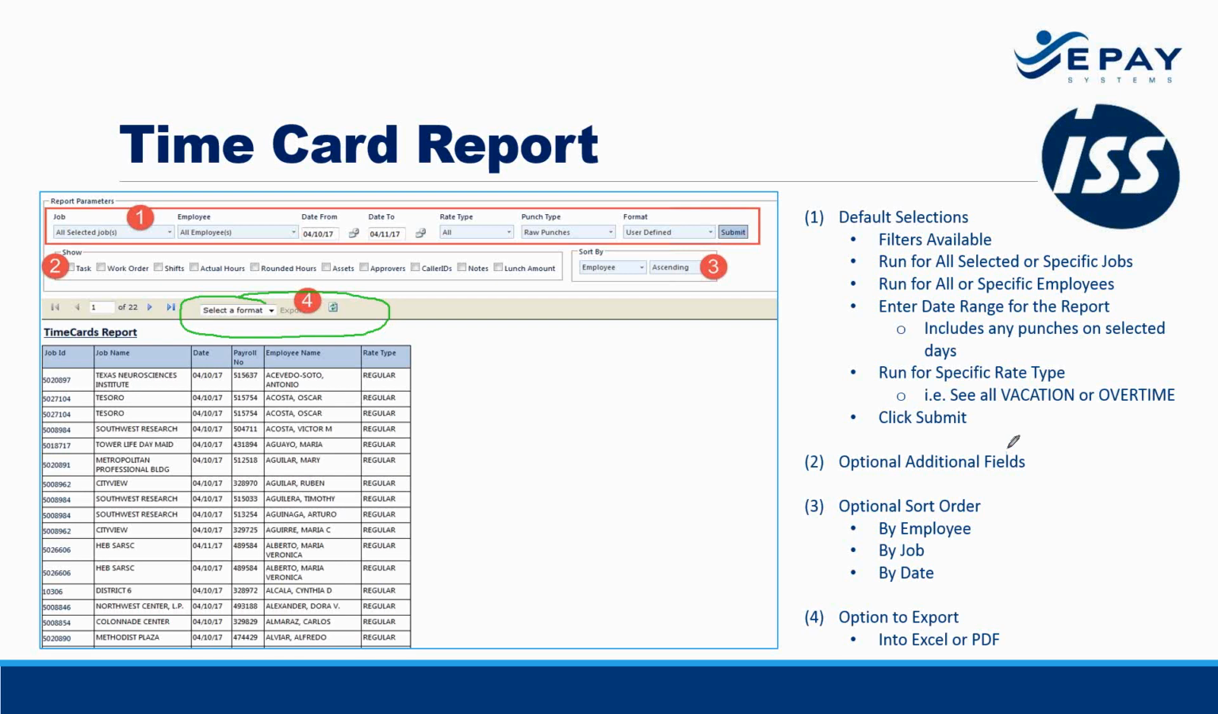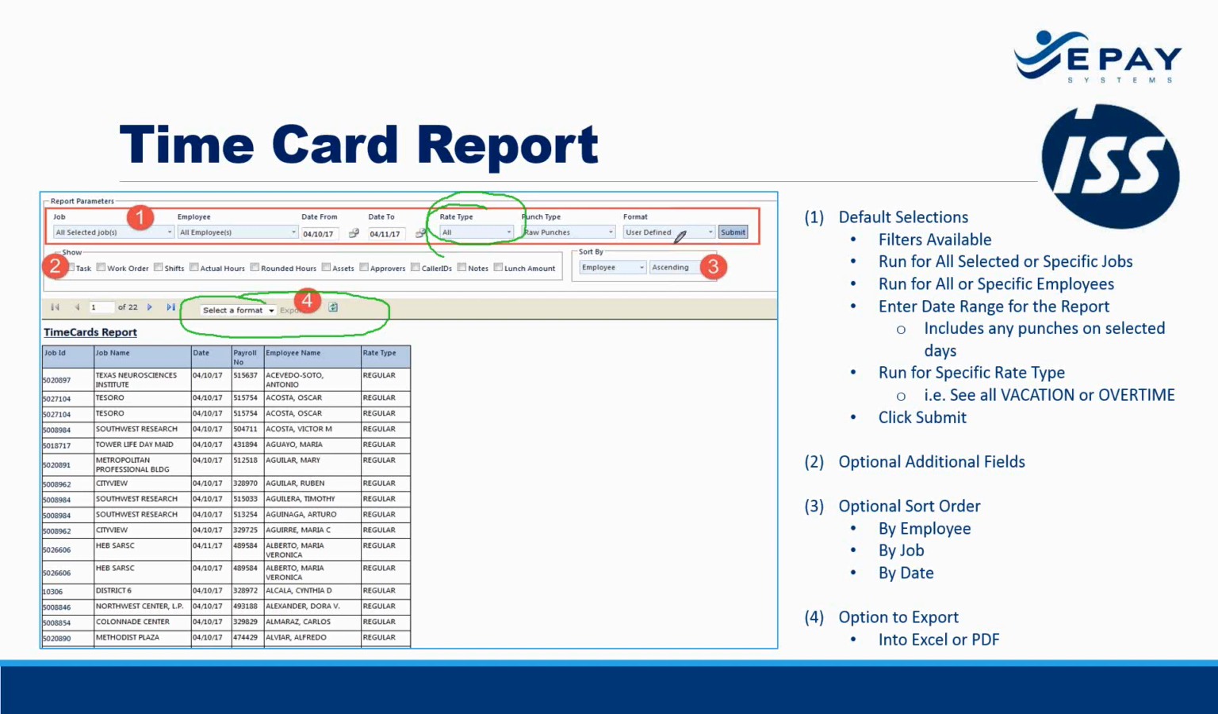But this is the time card report. And like I said, it's a good report whenever you have an opportunity that you want to see everyone who got paid a certain rate type. I think that's the best benefit of this one. But generally, it'll just show you a listing of all the time punches as part of this report.